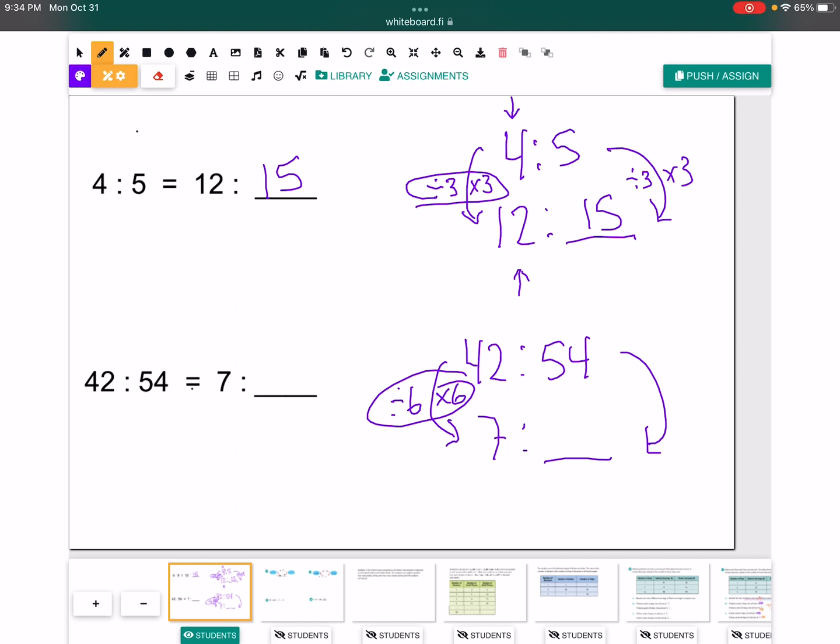So we're going to divide 54 by 6 and get 9. And then we're going to check back and say 9 times 6, is that 54? And it sure is. So our missing term here is 9. 42 to 54 is the same as 7 to 9.